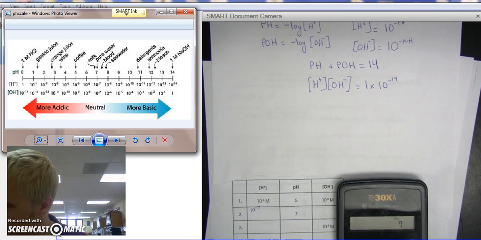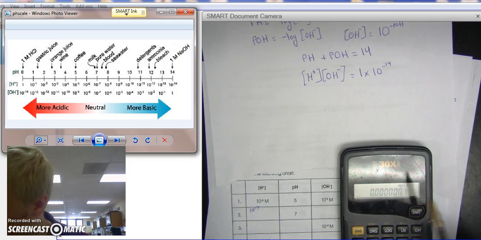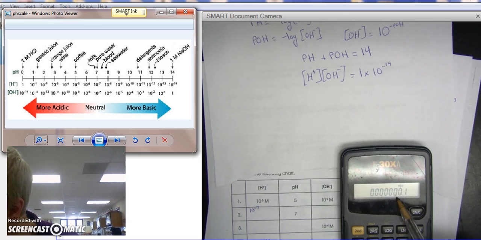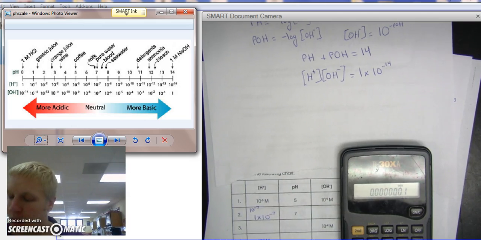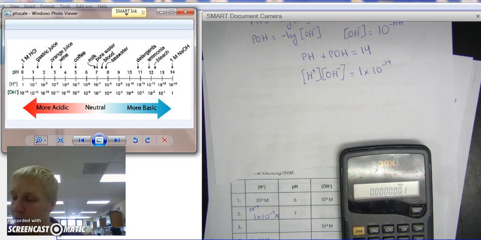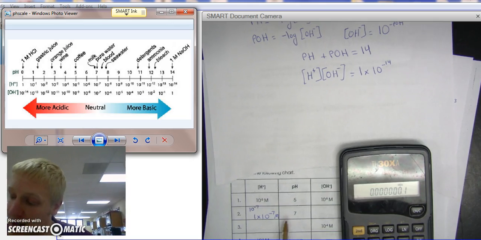So I'm going to type in 7, negative, and then second, the log button's right up there, and I want to do the 10 to the x. And that's my answer, which is 1 times 10 to the negative 7 molar. So if you haven't noticed, the pH was 7 and the H plus concentration is 1 times 10 to the negative 7. So a nice trick would be if your pH is a whole number, really that just becomes the exponent to the negative.